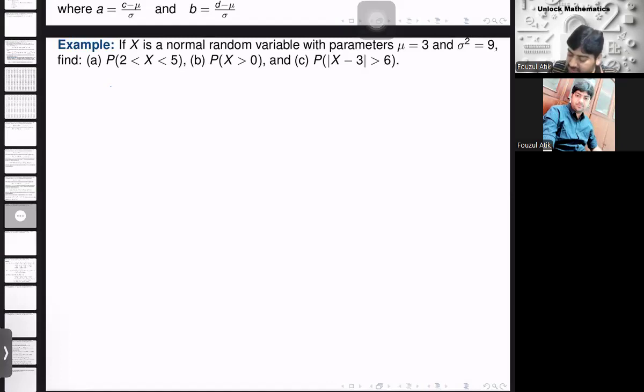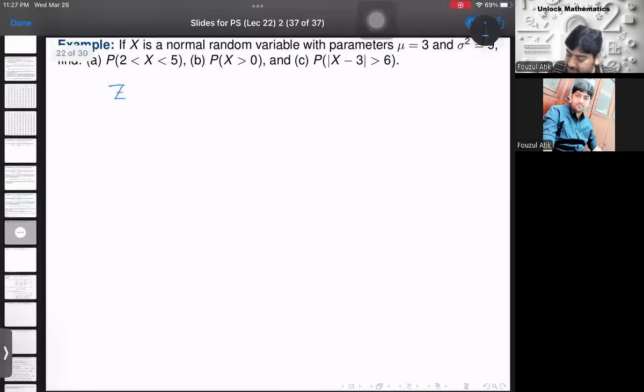So how to change to the standard normal variable? You have to take z equal to x minus mu divided by sigma. If you do this transformation, z will become the standard normal, that means a normal random variable with parameters mu equal to 0 and sigma equal to 1. Okay, so let us do this problem again. We have to find the probability of 2 less than x less than 5. So we'll convert this x into the standard normal random variable.